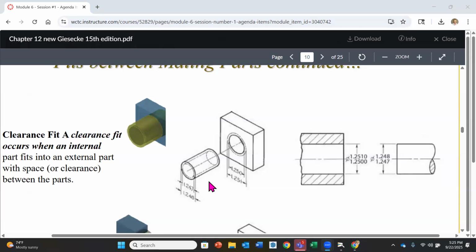On the pin side, how come the nominal size isn't there? What is the process we would use to make that pin? Any ideas? What type of machine would we use, maybe? It would be turning, yes, like a lathe, right? Now a lathe tool is going to be positioned on the outside of that part, right?